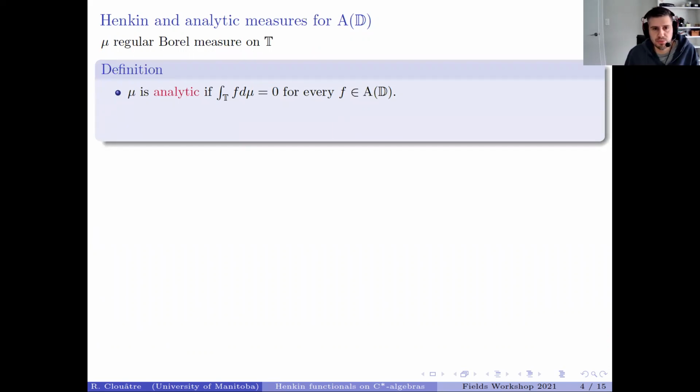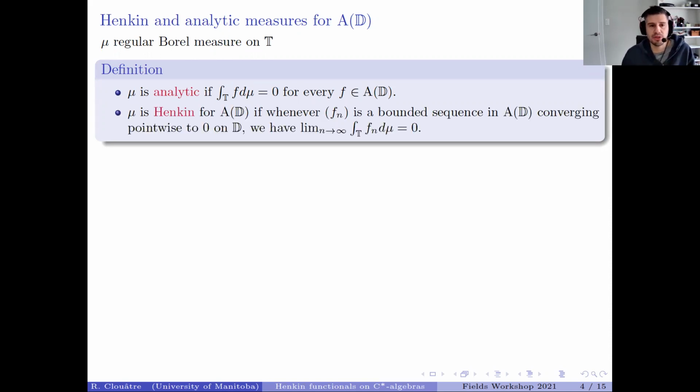So let's take mu to be a regular Borel measure on the circle. I would like to define two properties of a measure here. The first one is that of being analytic. So we say that the measure is analytic if it annihilates the disk algebra. Okay, in this sense, that if you integrate anything from the disk algebra against mu, you always get 0. And the other property, and that is really the crucial one for my talk, is that of being Henkin. So I'm going to say that the measure mu is Henkin for the disk algebra if it has a familiar looking property. So if whenever you have a bounded sequence in the disk algebra converging to 0 pointwise on the disk, then the corresponding sequence of integrals converges to 0 as well.